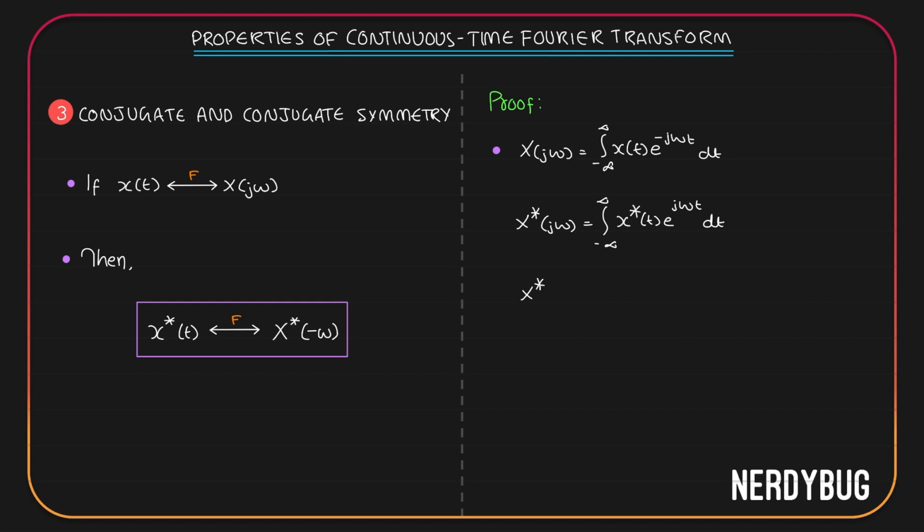Now I want X conjugate of minus j omega. To do that, all I have to do is convert j to minus j. So the equation becomes integral from minus infinity to infinity x conjugate of t e raised to minus j omega t dt. This is our typical analysis equation. So X conjugate of minus j omega is actually the Fourier transform of x conjugate of t. And that is our proof.